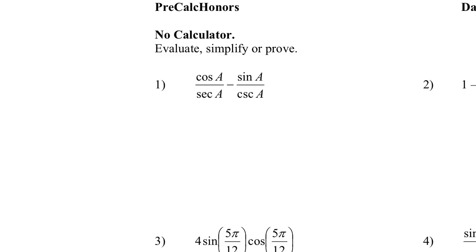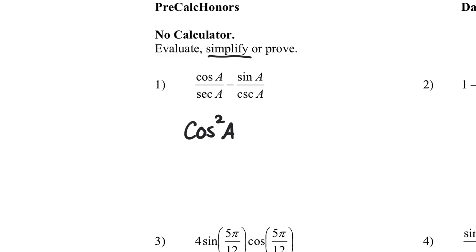Here, it's important to know what you're doing, right? So in this case, we are simplifying, right? So we need to do what we can until we think we are done. So on number 1 here, I don't like secant and I don't like cosecant. So my first move here would be to rewrite secant from the denominator in the numerator. That's going to create cosine squared A.